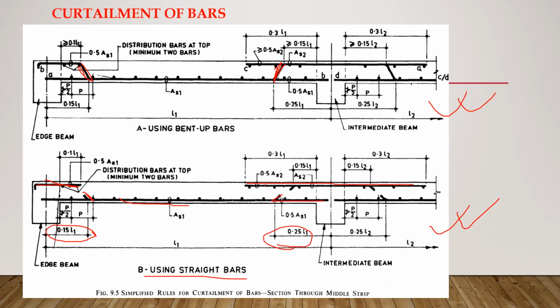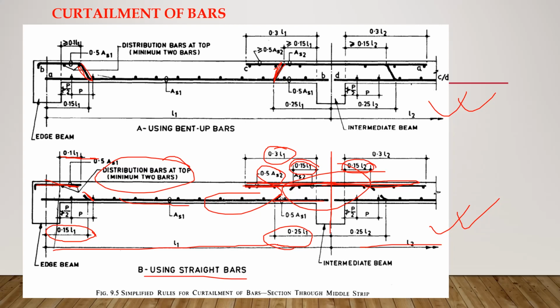For the top bars, which are designed for negative bending moment, 50% of the bar should extend to a distance of 0.15 times L1 and 0.15 times L2. L1 is the span of this section, L2 is the span of this section, and the remaining 50%, which is 0.5 Ast2, should extend to a distance of 0.3 times the span of this bar. And this is for the continuous edge, and for the discontinuous edge, at least up to a distance of 0.1 times L1. So this is the distribution of bars at the top and this is the distribution of bars at the bottom.